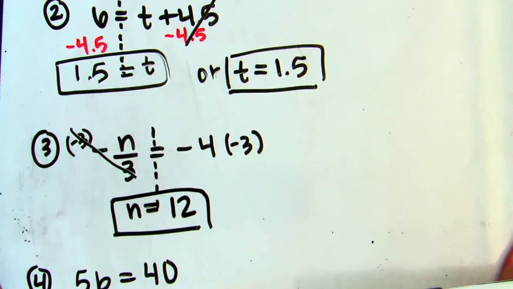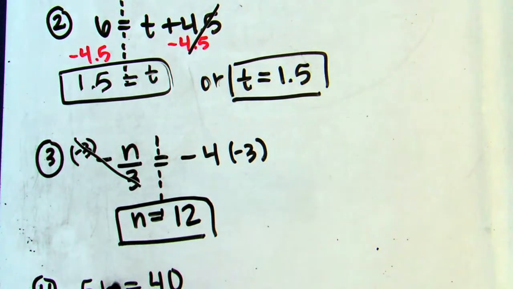Lastly, we have a 5b, so 5 times b equals 40. So to get rid of multiplication, we have to divide. So we need to get rid of this 5 by dividing, because a 5 over a 5 cancels out. If we do it to one side, we have to do it to the other, and we get b equals 8. And you are finished.